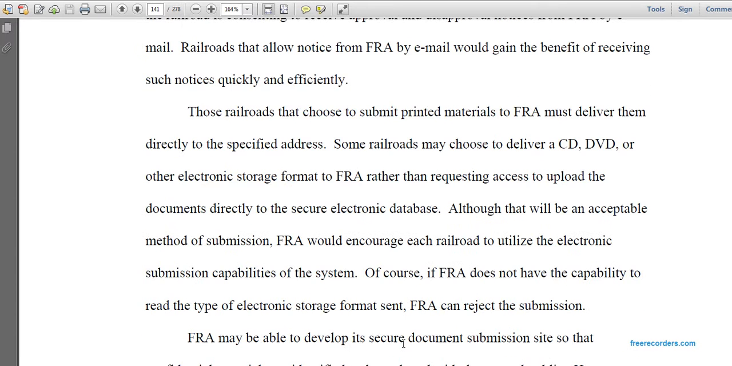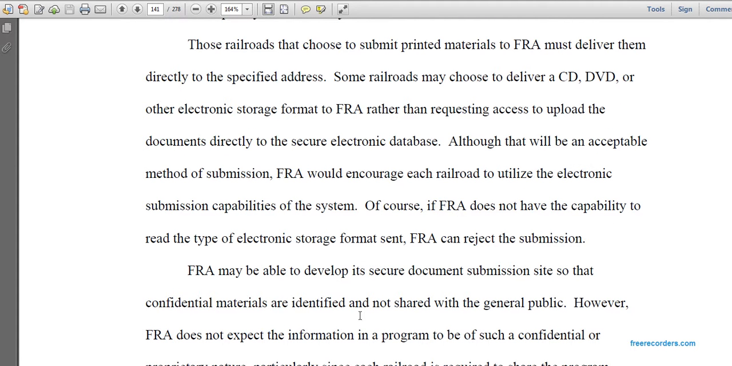Railroads that choose to submit printed materials to the FRA must deliver them directly to a specific address. Some railroads may choose to deliver a CD, DVD, or other electronic storage format to the FRA rather than requesting access to upload the documents directly to the secure electronic database. Although that will be an acceptable method of submission, the FRA would encourage railroads to utilize the electronic submission capabilities of the system. Of course, if the FRA does not have the capability to read the type of electronic storage format sent, the FRA can reject the submission.